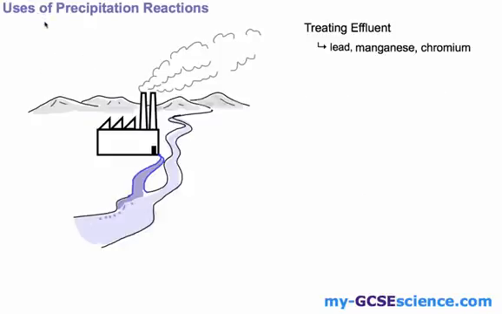The last thing I want to go through really is the uses of precipitation reactions. They are used for various things, and one of those is for treating effluent. Now effluent is waste that is produced by certain factories, and in that effluent you might find certain ions, lead ions, manganese ions and chromium ions among others, and these are toxic or poisonous and would be dangerous if they got out into the environment.